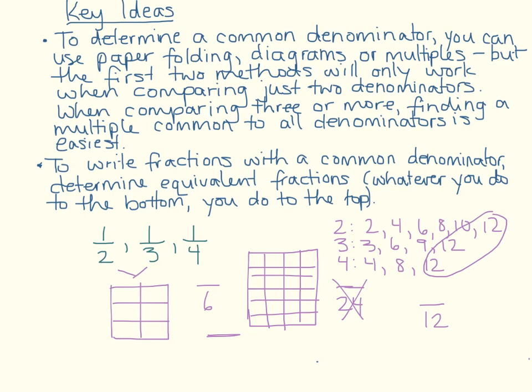If you're comparing 3 or more fractions, therefore, finding a multiple that's common to all 3 of the denominators is easier. Finally, to write fractions with a common denominator, you need to determine equivalent fractions. So you're looking at what you're doing to the bottom to get to the common denominator, and you're doing that to the top. Whatever you do to the bottom, you do to the top. Please do your communicate the ideas questions now.